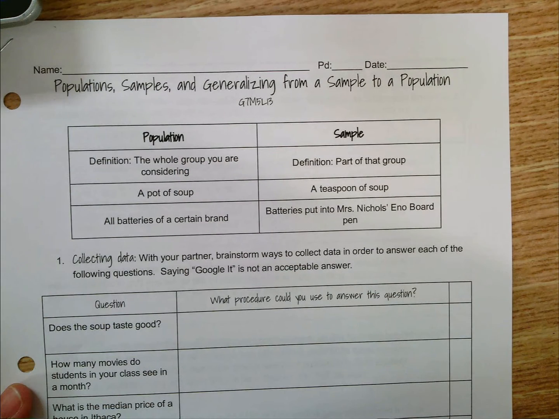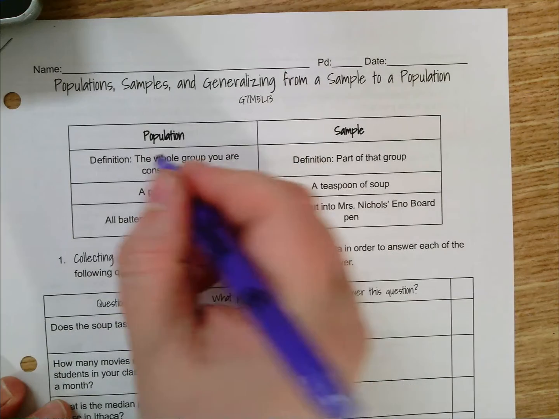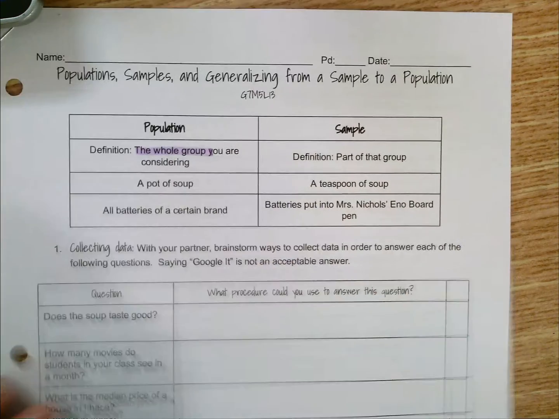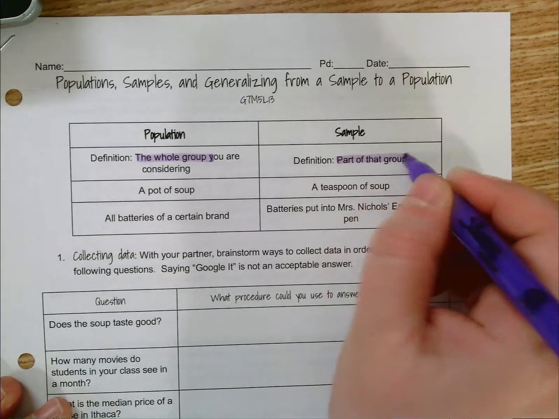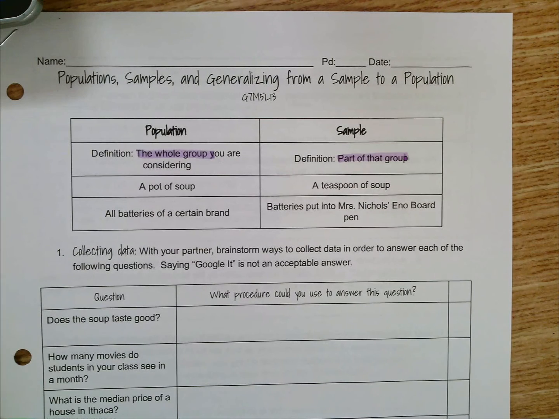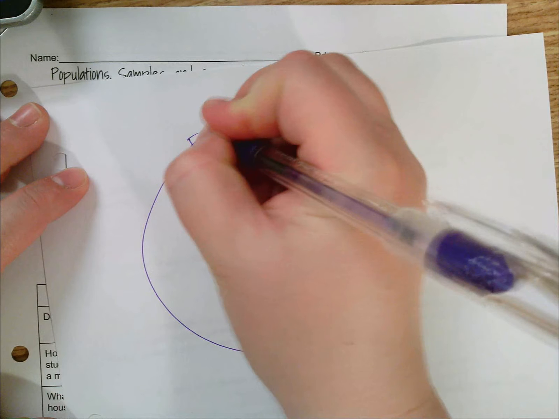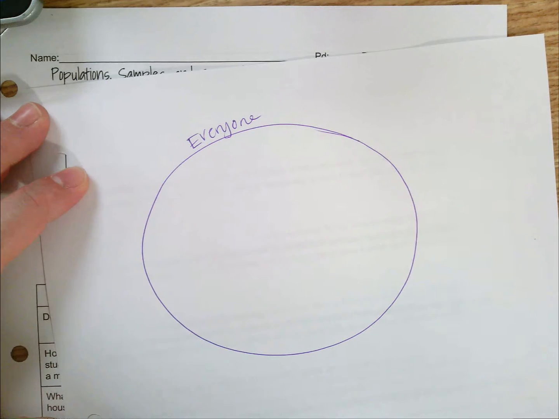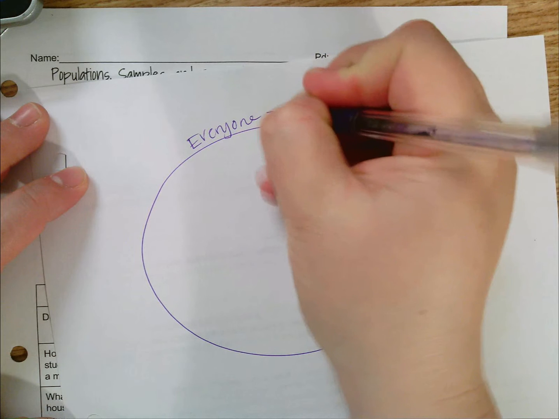Take a look at the table on your paper. The population, that's the whole group that you're talking about. The sample is part of that group. So in other words, what we're saying is that we have a big group, everyone. Let's talk about people for now. That's our population.